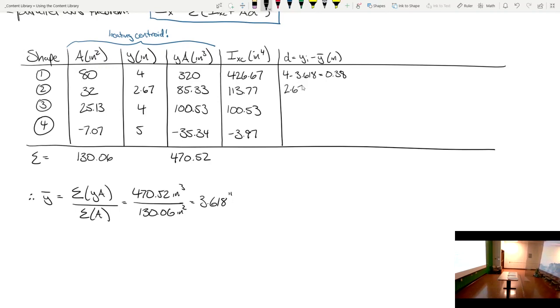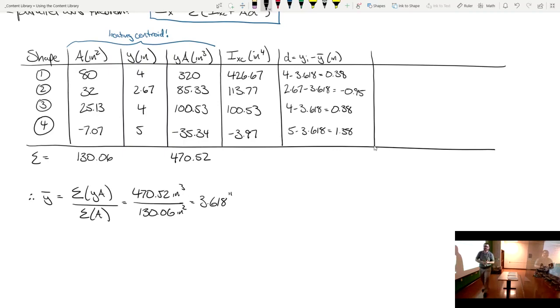So this one I'm going to do 2.67 minus 3.618. This one I'm going to do 4 minus 3.618, which I just did. This one I'm going to do 5 minus 3.618. This one I can do in my head. This one I might need to reference, and I get negative 0.95. All that negative means is that for these three, the shift is upwards, and for that triangle, the shift is downwards. It doesn't matter because I'm squaring it anyways.